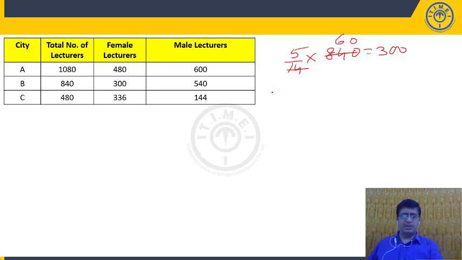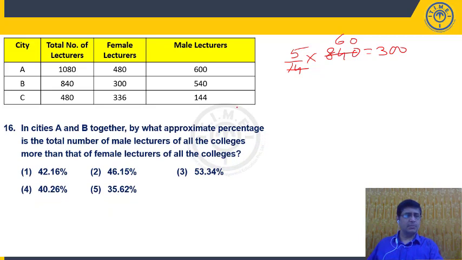Okay, now look at the questions based on this one. In cities A and B together, by what approximate percentage is the total number of male lecturers of all the colleges more than that of the female lecturers of all the colleges? Now what to find here? Male lecturers with respect to female lecturers, by what approximate percentage? Okay, what is the male here?